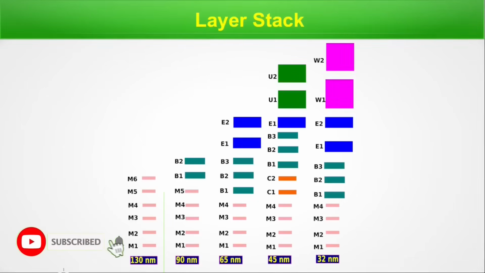this is an example. So in 130 nanometer, look how many layers are there. M1, M2, M3, M4, M5, M6. Now 90 nanometer, the number of layers is increasing, in 65 nanometer more, 45 nanometer more, and 32 nanometer. So layer stacks are shown. The number of layers is increasing as the scaling has been done from 130 nanometer to 32 nanometer. As an example, it has been shown here.